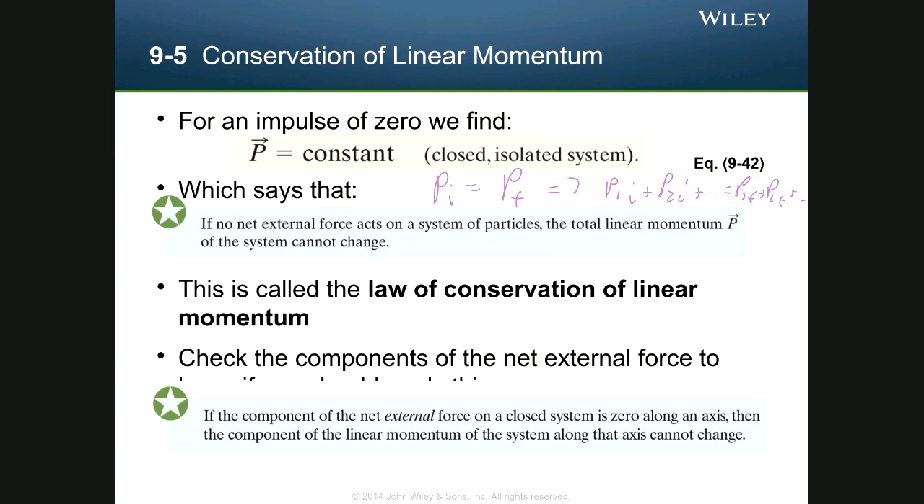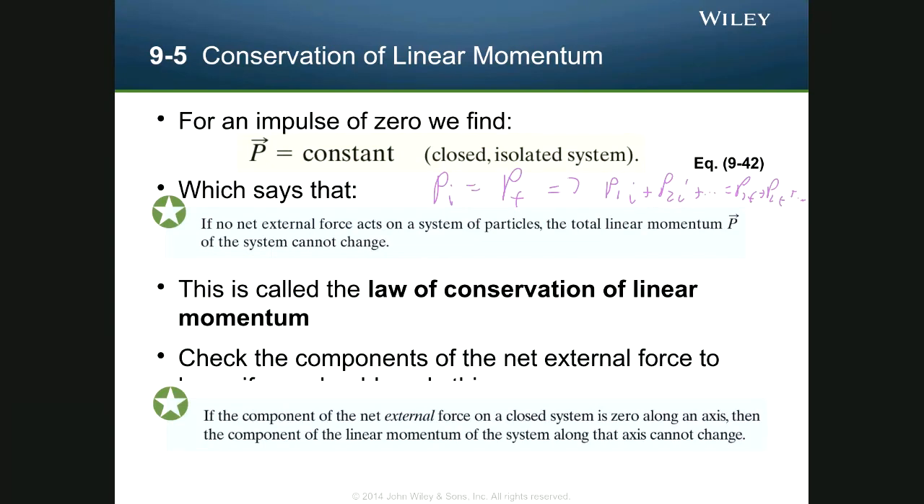Now, you want to check the components of the net external force to know if you should apply this. If the component of the net external force on a closed system is 0 along an axis, then that component of the linear momentum of the system along that axis cannot change. So basically, you can have momentum conserved axis by axis, and you only need it conserved along one axis to apply it for that axis. It need not be conserved on the other axis. Pretty cool.